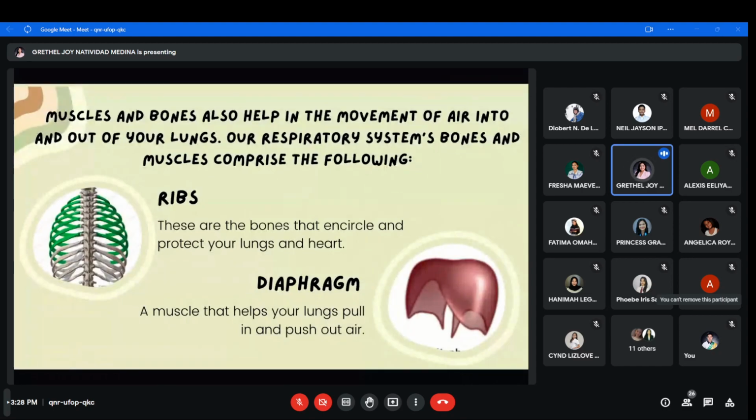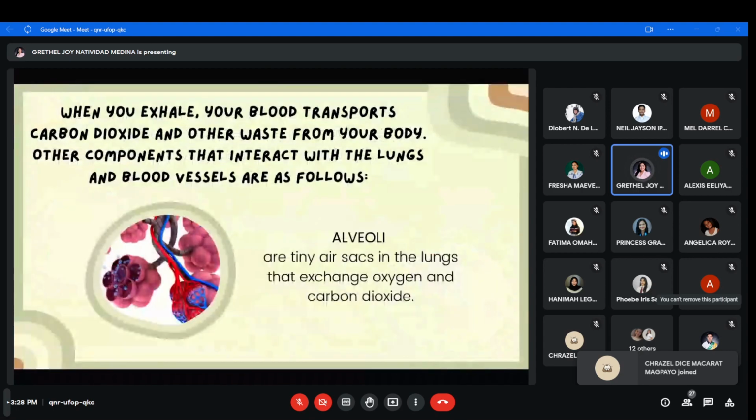Next, we have the diaphragm. It is a muscle that helps our lungs pull in and push out air. So if we have the parts of transporting oxygen or inhaling oxygen, there are also parts for exhaling waste, such as carbon dioxide from our body. So when we exhale, your body transports carbon dioxide and other waste from our body.